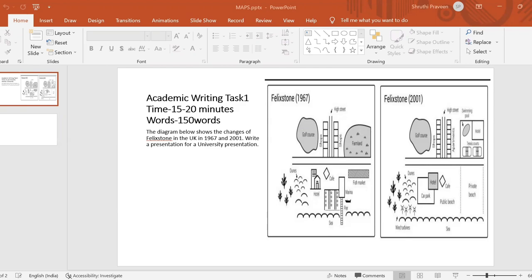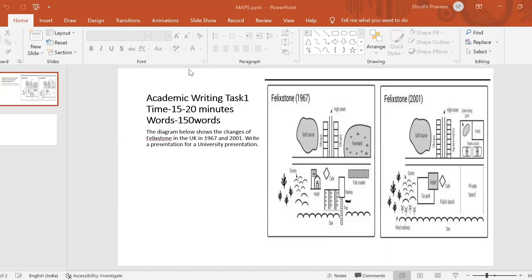These are exclusive map terms which I'll be putting in the description box, which you should use while writing about maps of two different time periods. As you can see, the one in 1967 and the one in 2001, there are some changes made to the map. There are some amenities and facilities that are added, as well as some that are removed, while others are retained. For example, the golf course is retained as it is.